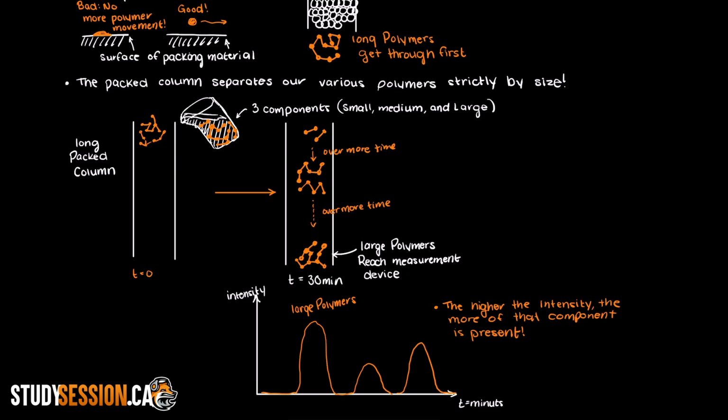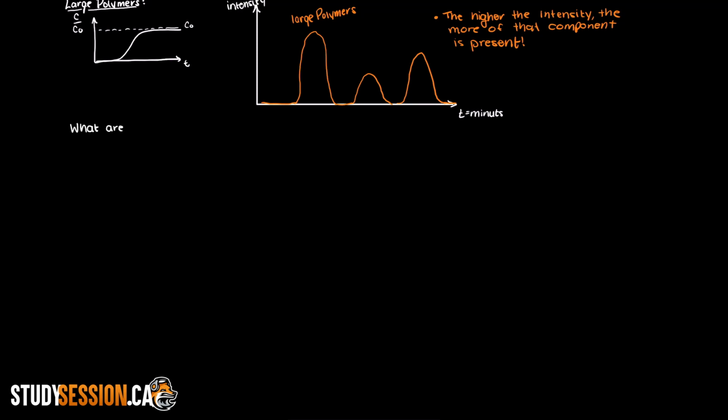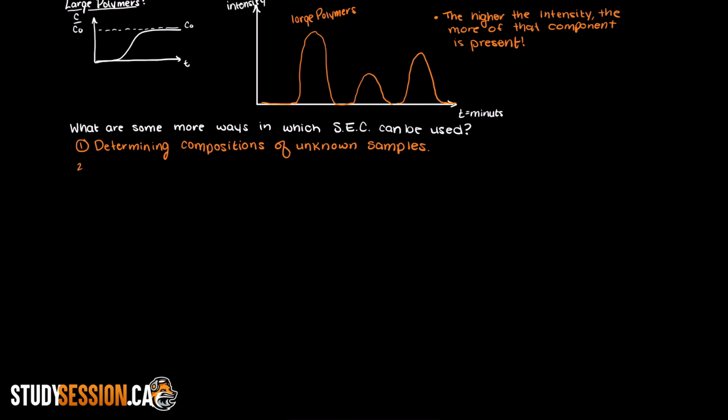So, in summary, and in reality, we would receive a breakthrough curve for each of these components that will help us more understand our sample's composition. So, let's think of some more ways in which SEC can be used. Well, if you had a sample of an unknown composition, you could use this method to evaluate roughly how many components make up your sample.